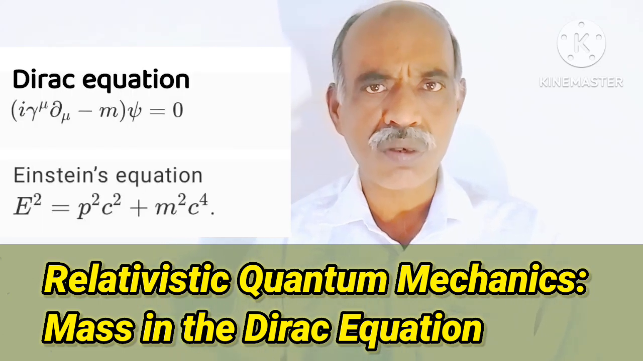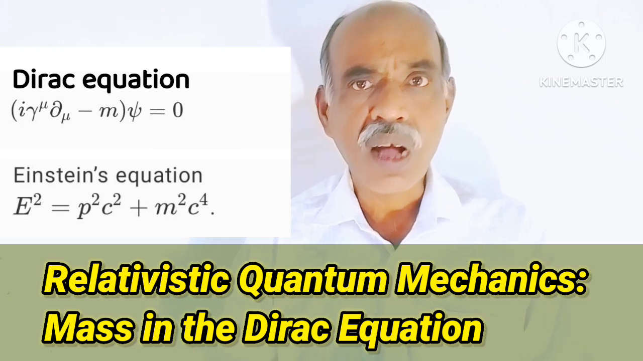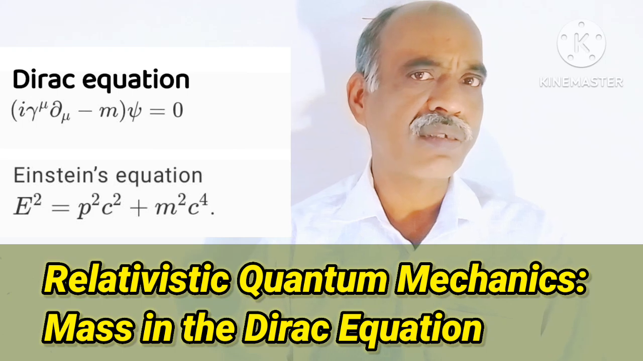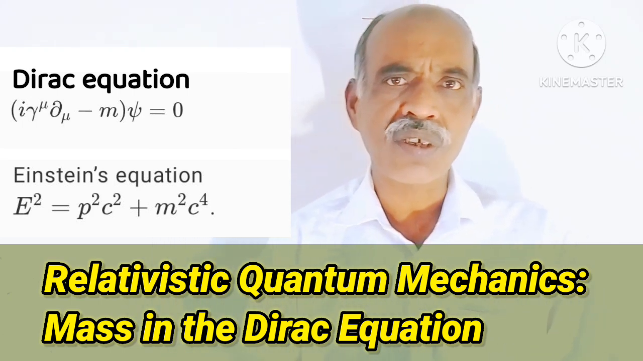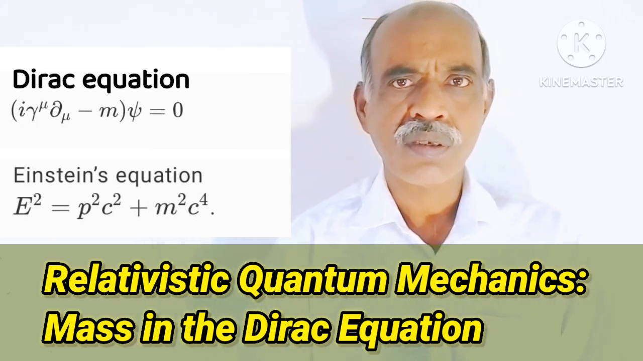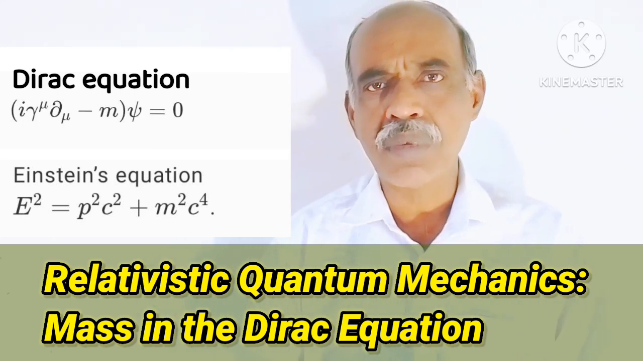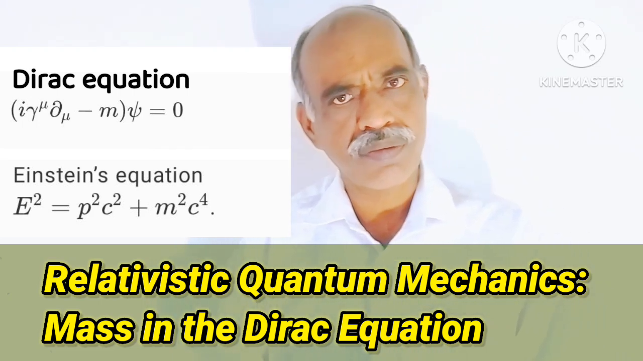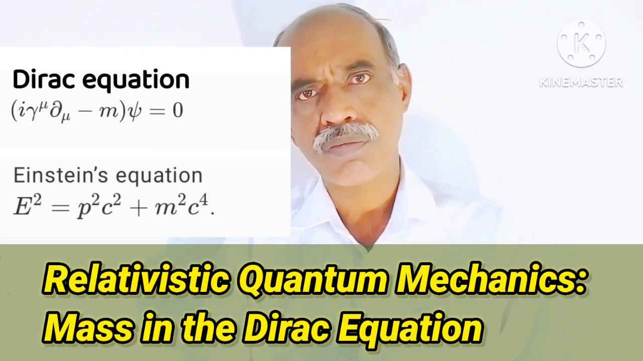You can see the equation on the screen. So here you can see that i gamma mu del mu minus m, acting on psi, is there. What is m here? m is the mass of the particle. Psi represents the wave function, and gamma represents special matrices known as gamma matrices. And the first term, which is i gamma mu del mu, represents the energy momentum relationship. So this is the Dirac equation.